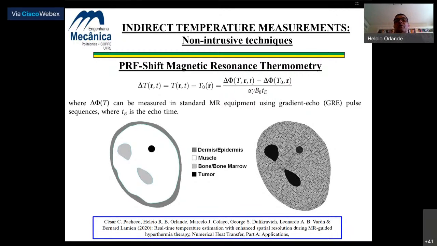In this case, this equation is used as an observation model, which is coupled to an evolution bioheat transfer model. This approach allows for the estimation of the temperature itself, in addition to the temperature variation as well. And we have applied this technique to this irregular region containing different tissues and a tumor.